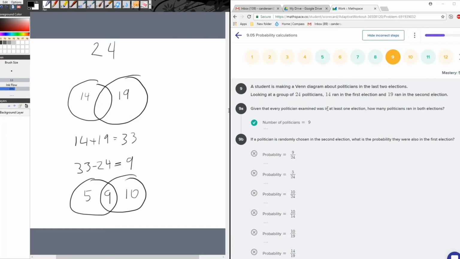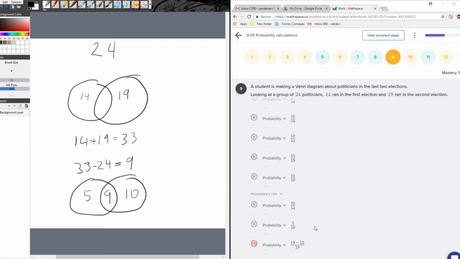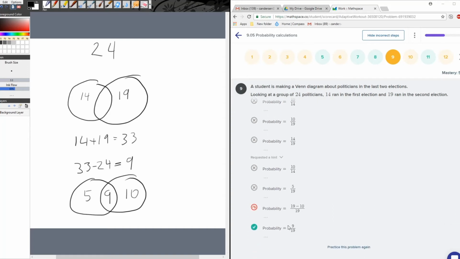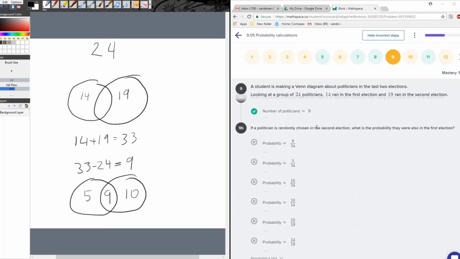So the number of politicians who were in at least one election: how many politicians ran in both elections? Well, we know it's 9. A politician is chosen in the second election. What is the probability that they were also in the first election? So this would just be 9 out of 19, because it asks if a politician is chosen in the second, what is the probability they were also in the first? So "and" and "also" kind of mean the same thing in this circumstance. Hope this was helpful. Good luck with the rest of your questions.